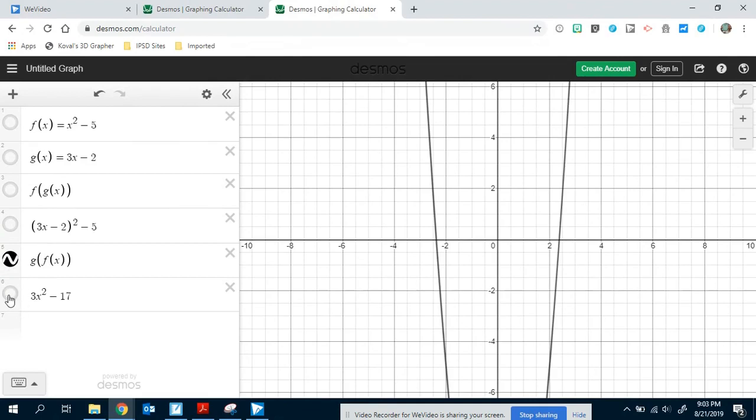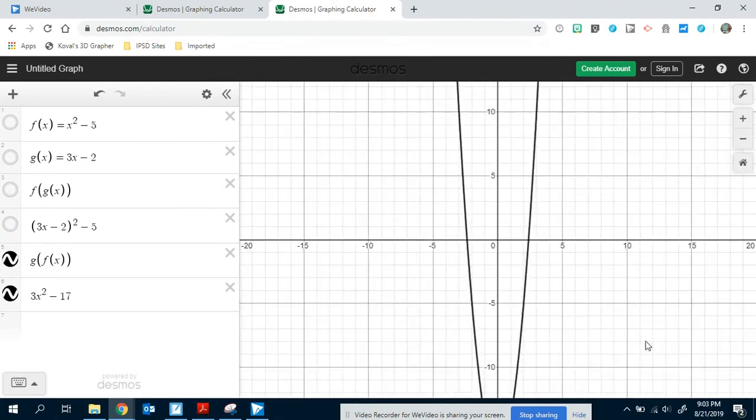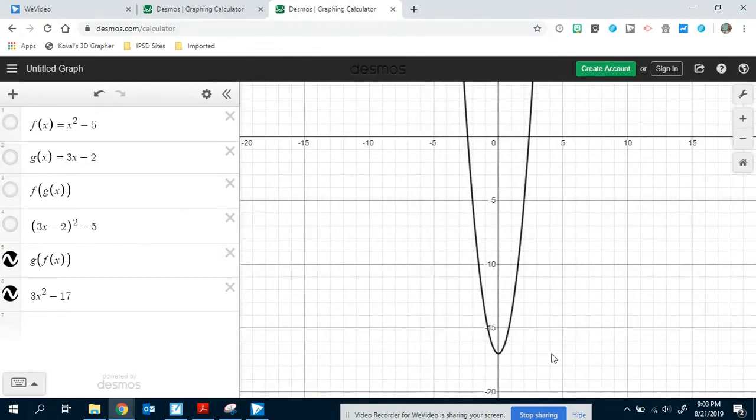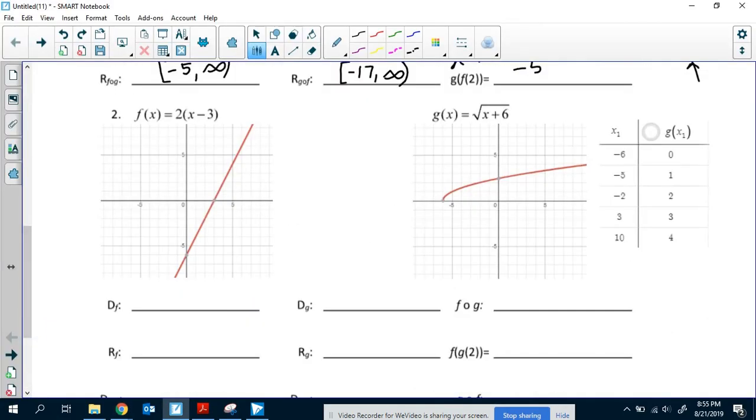If I look at g of f, it appears to be 3x squared minus 17. Notice that my lowest range value is -17. My domain goes -infinity to infinity. There's nothing that I can't substitute in. Let's take a look at problem 2.